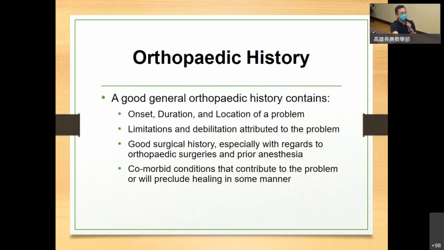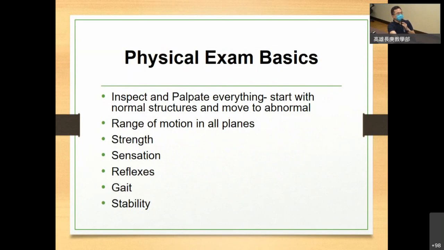A good orthopedic history contains, first, the onset: when, the duration, how long, and the location of the problem, and what the limitation is and the deviation attributable to the problem. You should also take a past history, like surgical history, any orthopedic surgery, and prior anesthesia history. Next, ask the personal history, like comorbidities such as cardiovascular disease, hypertension, DM, whatever. Another part is the physical examination.